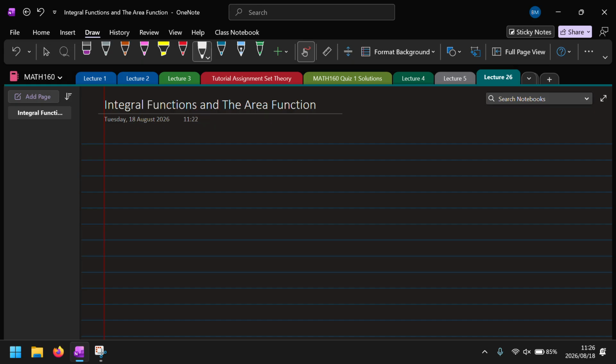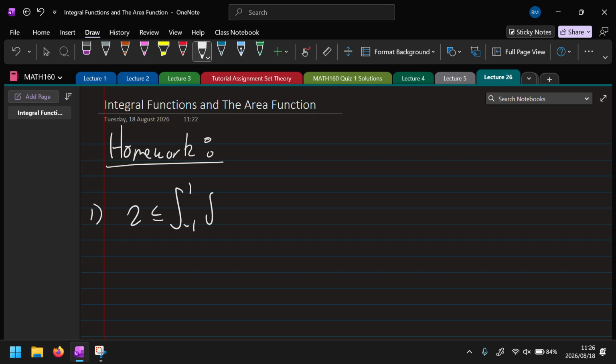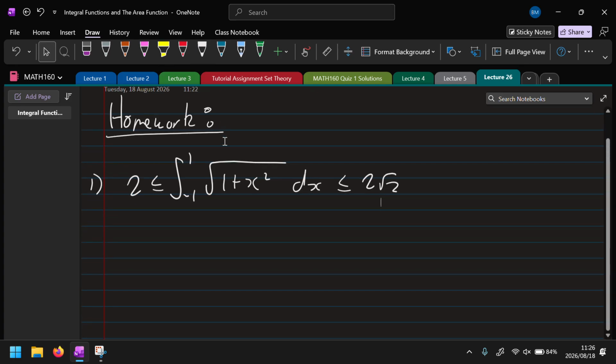So let's go through the homework from last time. Number one, we wanted to prove this inequality. So it was 2 less than or equal to the integral from -1 to 1 of root 1 plus x squared dx, which is less than or equal to 2 root 2. So we've got this double inequality there that we need to deal with.